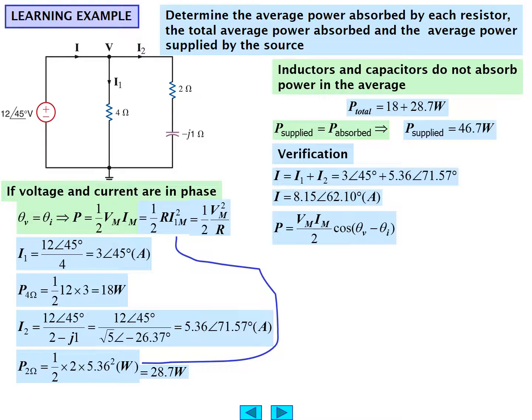P is equal to V sub M I sub M over 2 times cosine of theta V minus theta I. Or P supplied then would be 1/2 times 12 times 8.15 times cosine of 45 degrees minus 62.1. And that should be the verification for the actual supplied voltage. That should provide the same answer as we got previously, or 46.7. Again, you should perform that calculation.